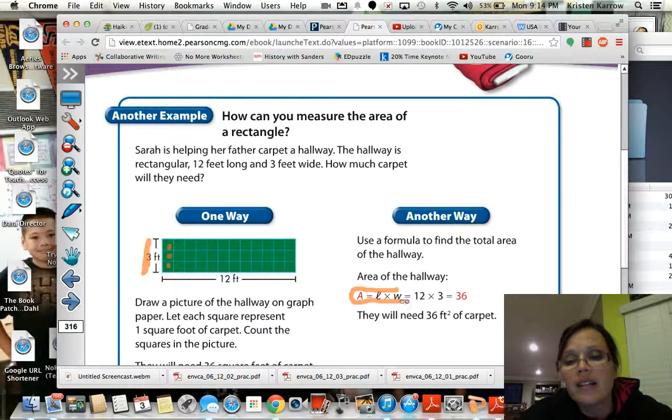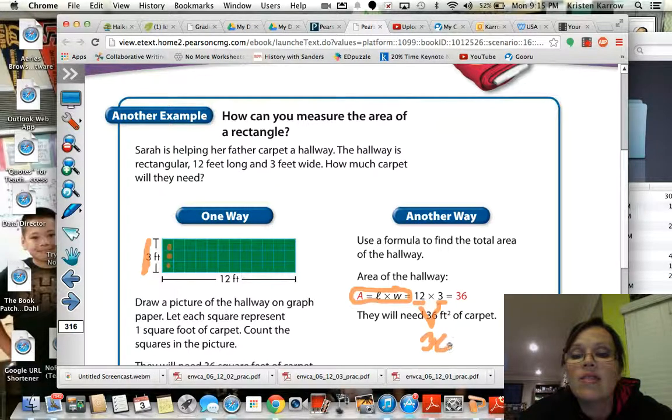Our formula. The formula for area is A equals L times W. So in this case, A equals 12 feet long. We substitute the 12 for the L. 3 feet wide, or high. Substitute the 3 for the W. Multiply the two together, and we should know 12 times 3 is 36.